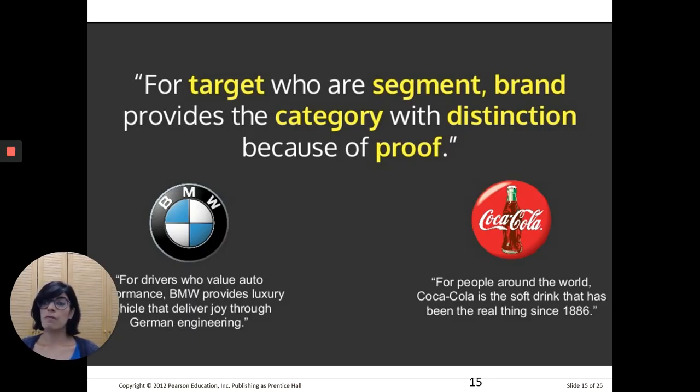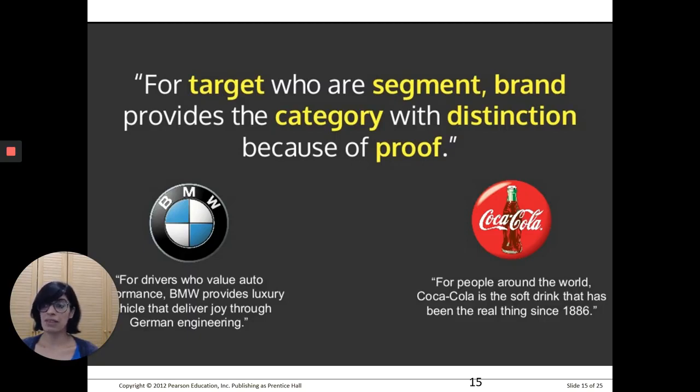When you look at the power of branding, within your target segment, your branding provides your category with distinction because of proof. Okay, so for example, BMW is a luxury car brand. Okay, there are many luxury cars in the market, but the BMW is for drivers who value auto performance. BMW provides luxury vehicles that deliver joy through German engineering.